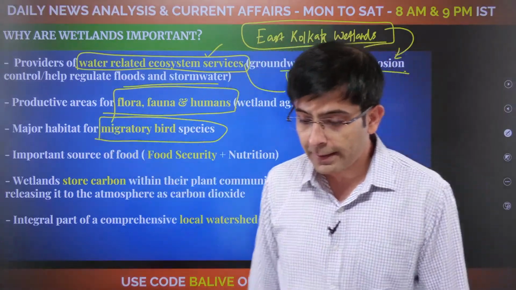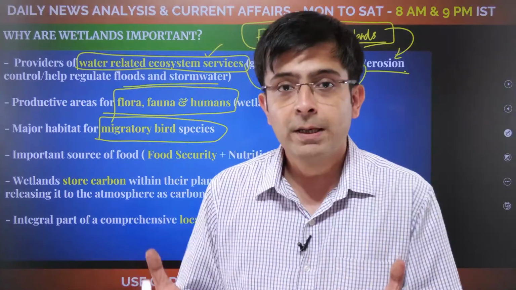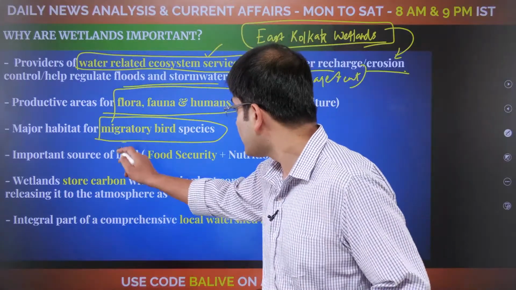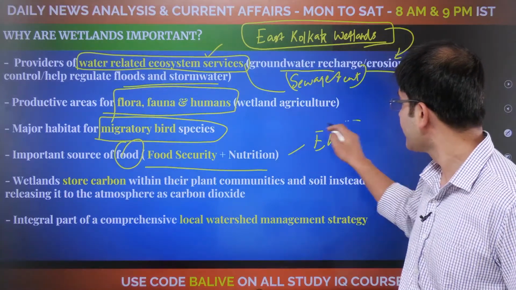Major habitat for migratory bird species. So you have, say, Kavartal in Bihar. Okay. All of these wetlands, you will find lots of migratory birds come. So again, ecological importance hai. Important source of food. Again, the East Kolkata wetland example.